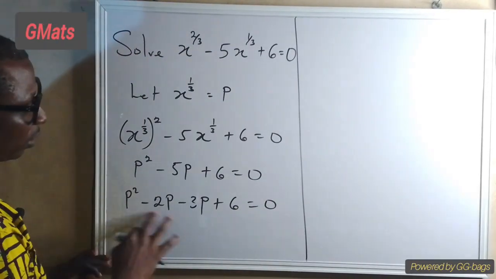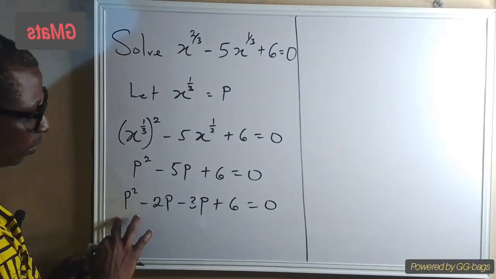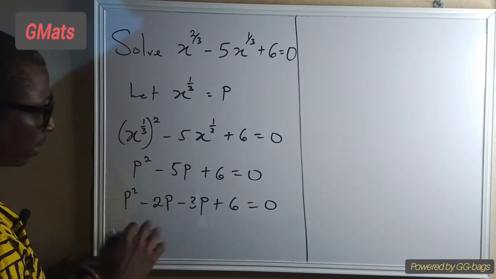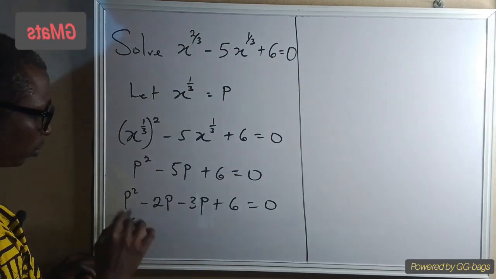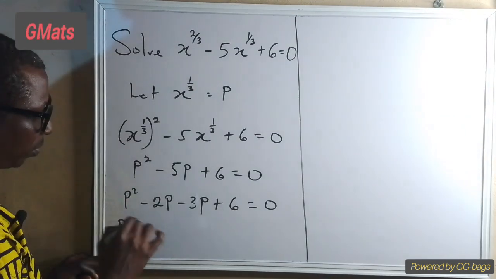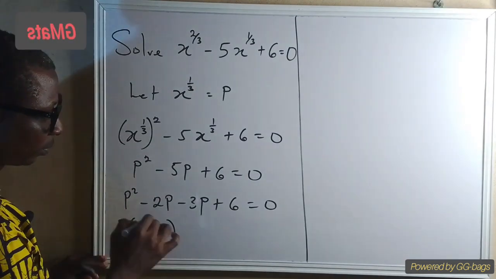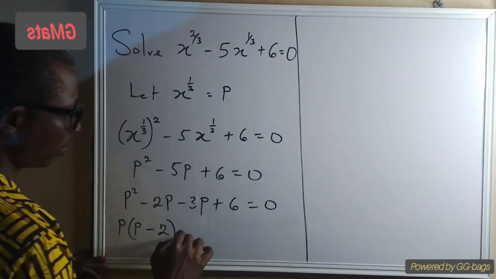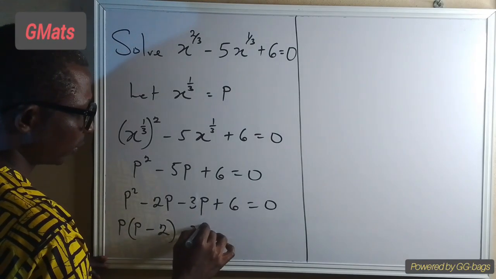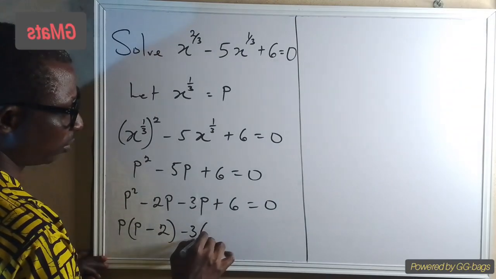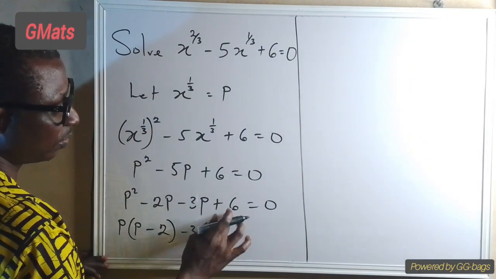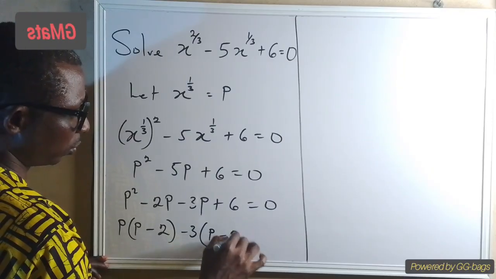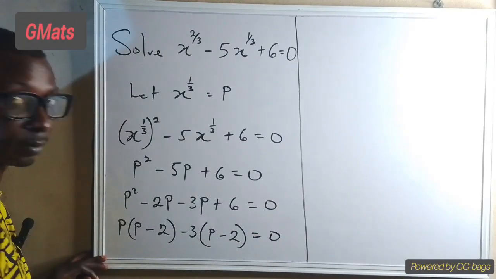Alright, now look for the common factor. What is common? What can go here and can also go here? Alright, so that is p. P can go, so p goes in p squared, we have p minus 2. Alright, so what's the common factor here? That's minus 3. So when you divide this by minus 3, you have p. When you divide this by minus 3, you have minus 2 equals 0.